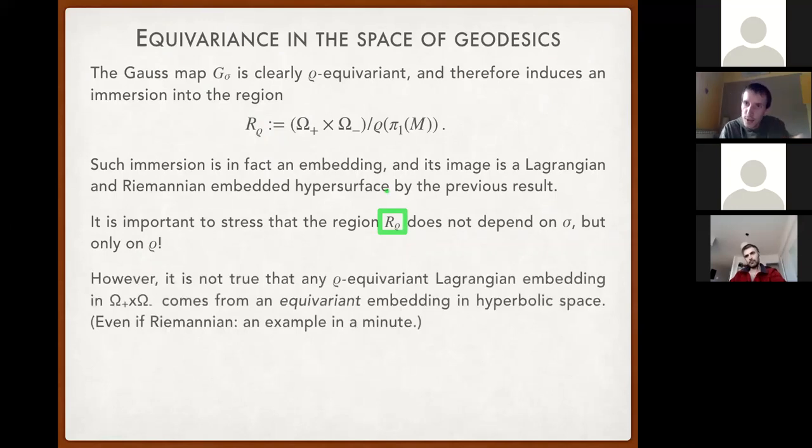But you cannot really reverse the construction. In the simply connected case, remember, being Lagrangian and Riemannian was the only obstruction to recovering the submanifold as the image of the Gauss map. But here in the equivariant case, this is not true. A priori, and I will give you an example in a minute, you can have rho equivariant Lagrangian embeddings in omega plus times omega minus which do not come from rho equivariant embeddings in hyperbolic space. I'll try to convince you with an example on a slide.